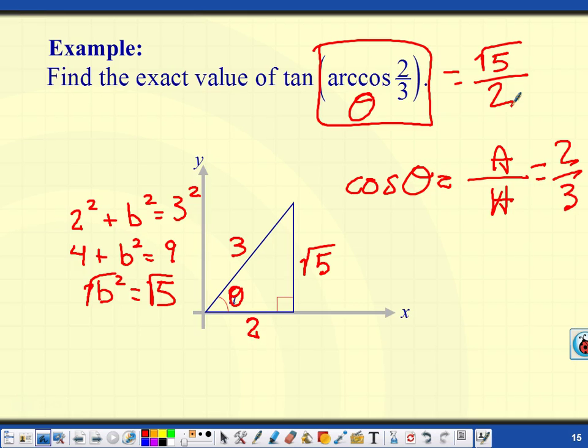Right. We didn't find theta. Never found it. If I wanted to find theta, I could do it in the calculator: arc cosine of 2/3 and get it in radians or degrees. But no, we didn't find theta. We just found the tangent of theta.